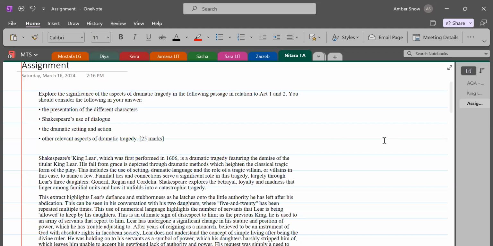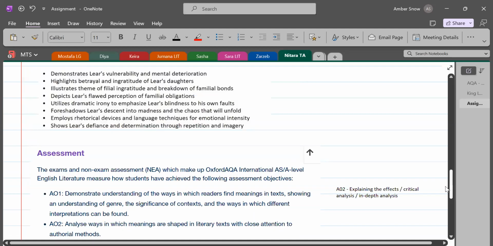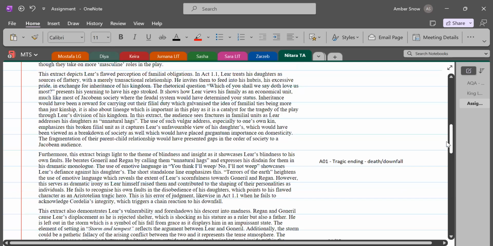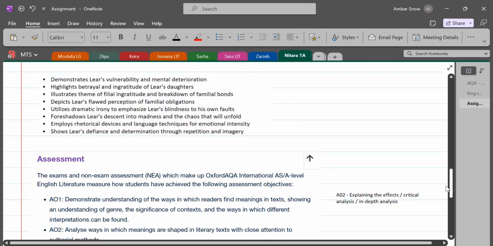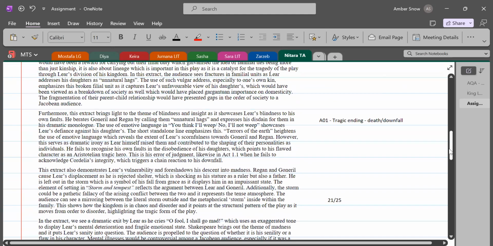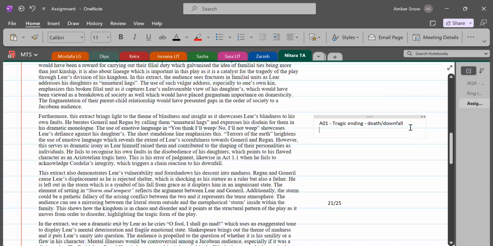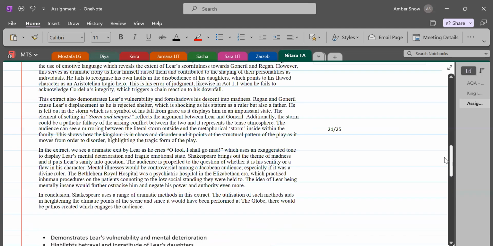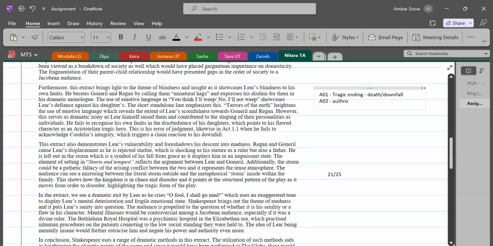Okay, so Natara, let's look at AO2: analyze ways in which the meanings are shaped, and pay close attention to authorial methods. Because you said that AO2 is something you are struggling with, I feel like it might be your weakest point. I think the specific connection to the authorial methods is where you might be lacking. I don't think there's a lack of understanding in the meaning of the text, but more with including the authorial methods. So we'll write that down here.